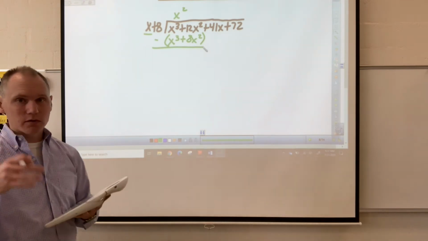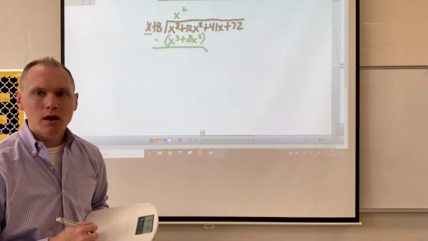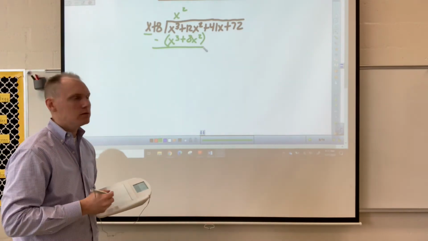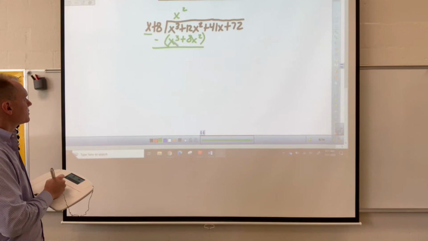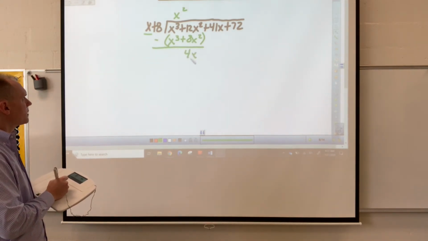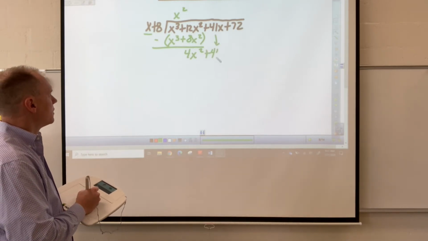So you really need to remind yourself of the properties of exponents, right? X times x squared is x cubed, things like that. We're going to subtract. x cubed minus x cubed is nothing. 12x squared minus 8x squared is 4x squared. Bring down the next term of 41x.